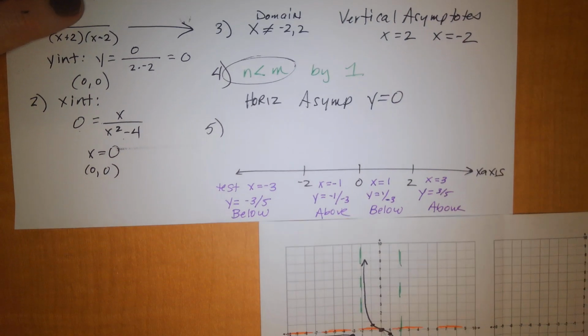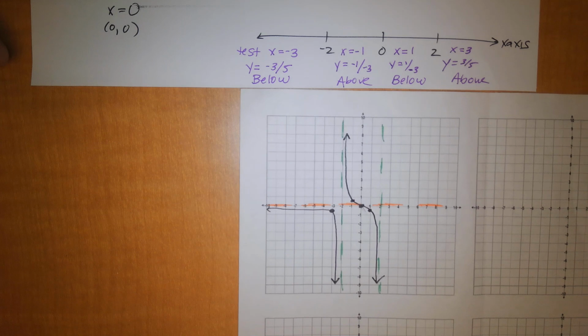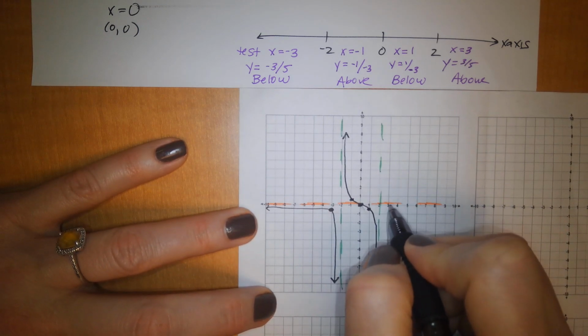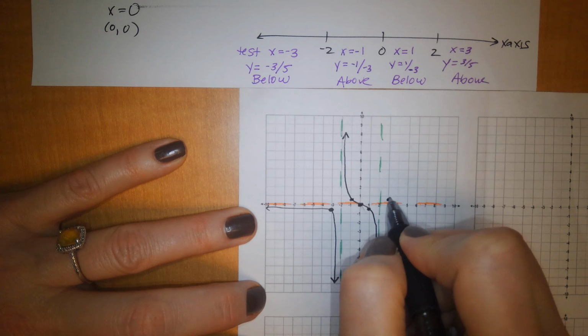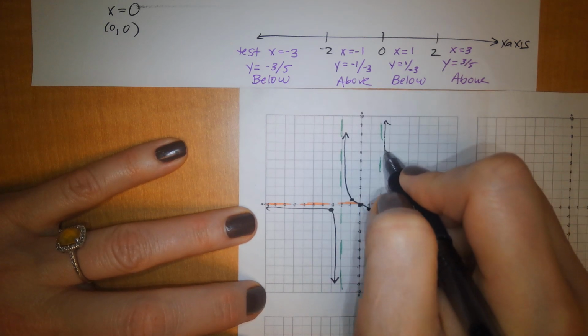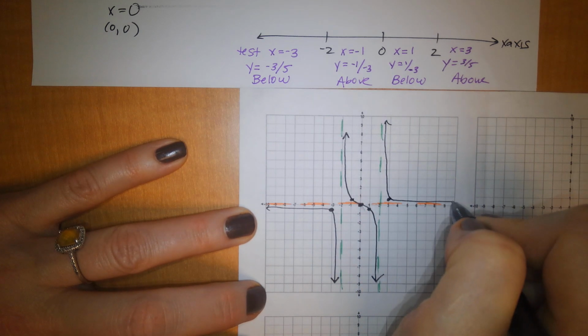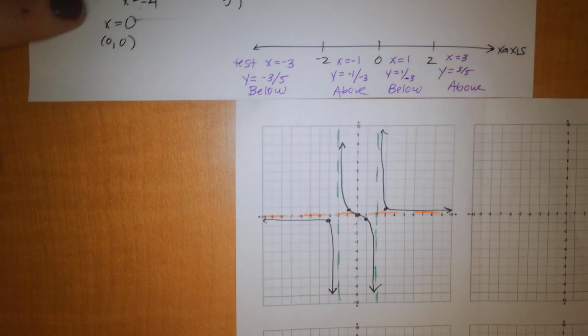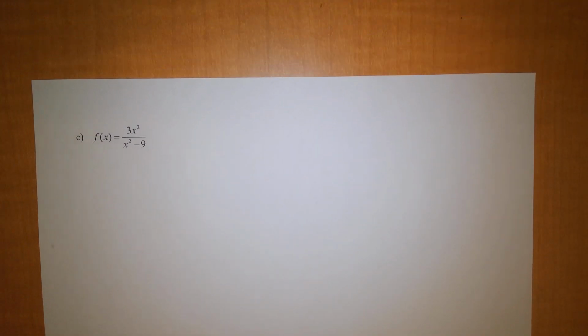So to finish off my graph, I have a point at 3, positive 3/5. So that means everything in this area will be above the x-axis and look like that. So we're going to do 2 more graphs. We're going to analyze using all those steps.